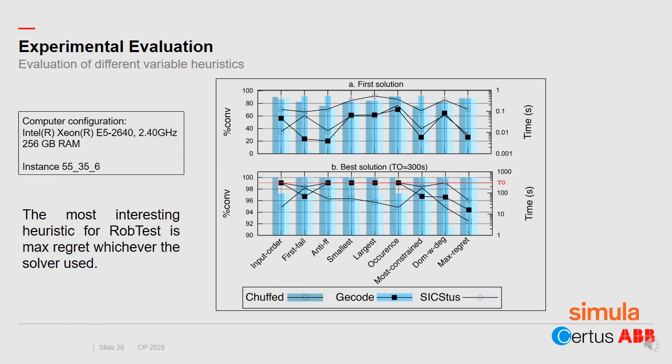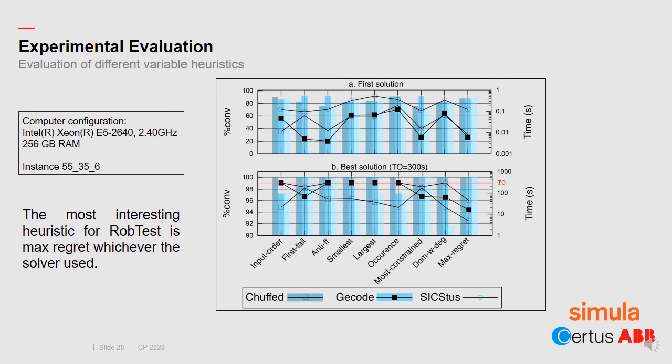The first evaluation is a comparison between different variable heuristics. For this, we selected 9 different heuristics that we run on 3 different solvers: Chuffed, Gecode, and SICStus Prolog. This experiment was run on all instances, so the 14 different instances, but we present only the results of the instance with 55 points. These results are representative of all the results that we get.